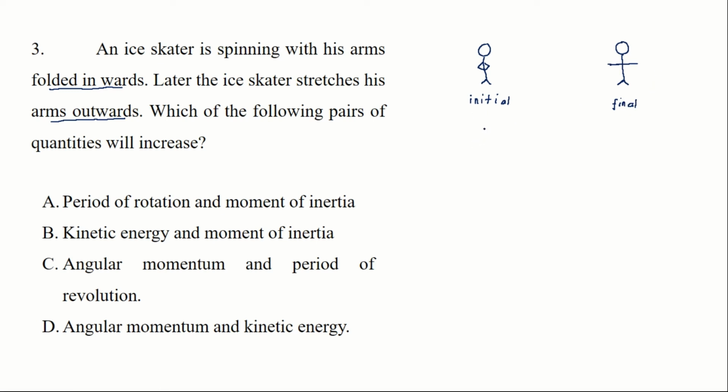So we can use conservation of angular momentum. Initial angular momentum equals final angular momentum if no net torque acts on the system. Angular momentum equals I omega, so I omega initial equals I omega final. For the moment of inertia, I equals m r squared, so m r squared omega initial equals m r squared omega final.